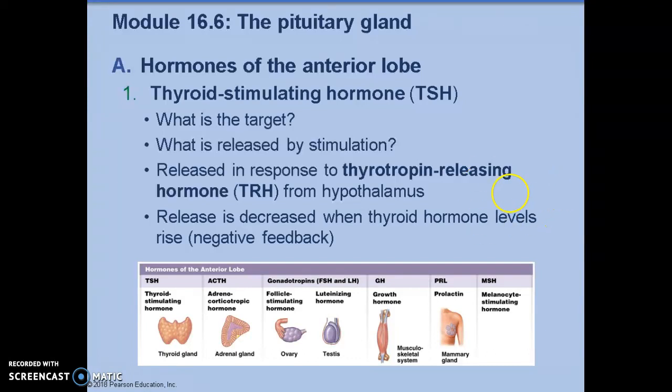Down below here you can see all of the different hormones of the anterior lobe of the pituitary. There are 7 of them. We basically skipped melanocyte stimulating hormone, but we briefly mention that.